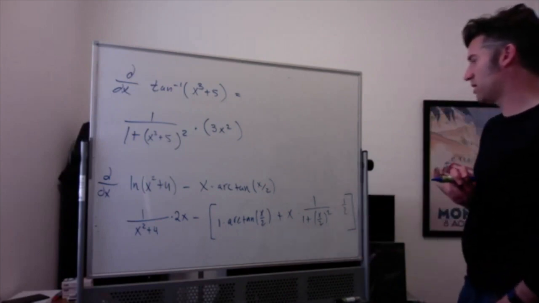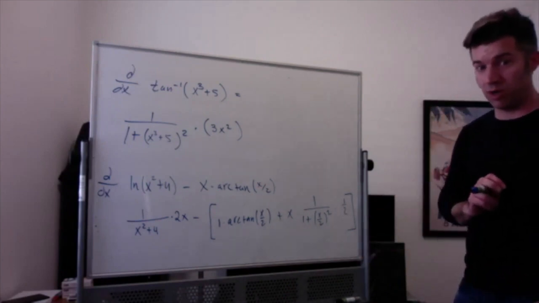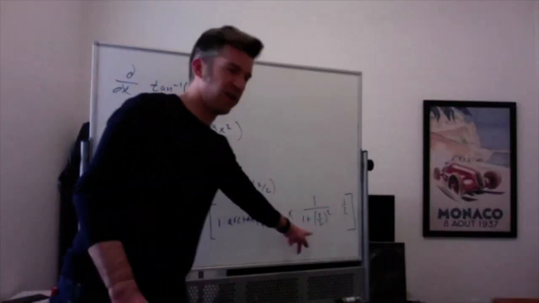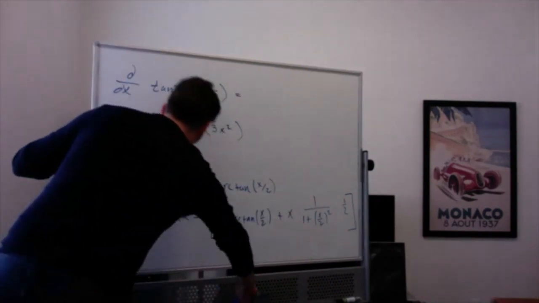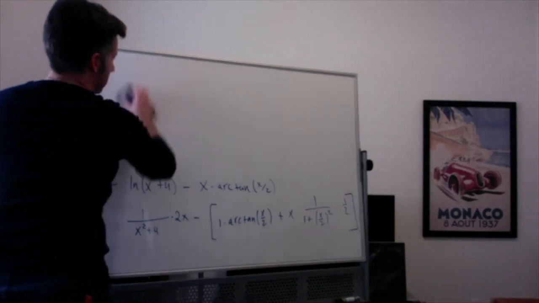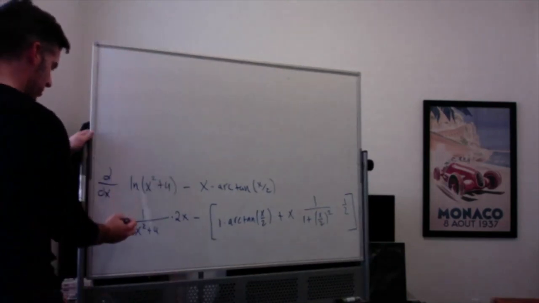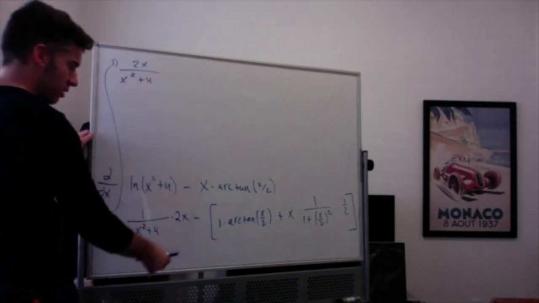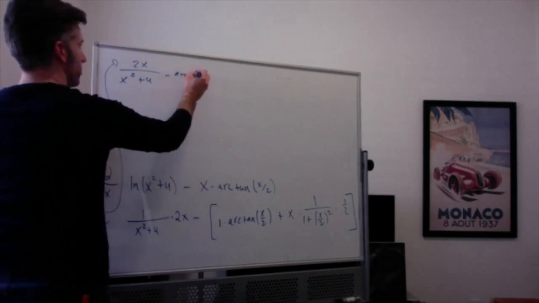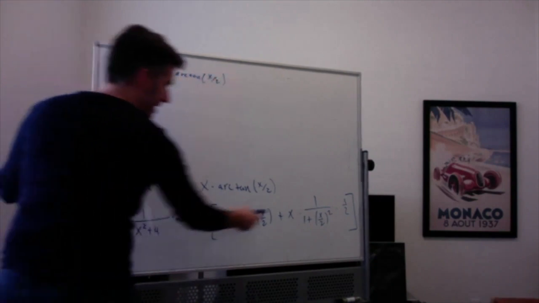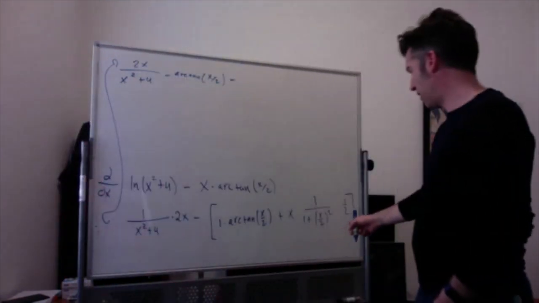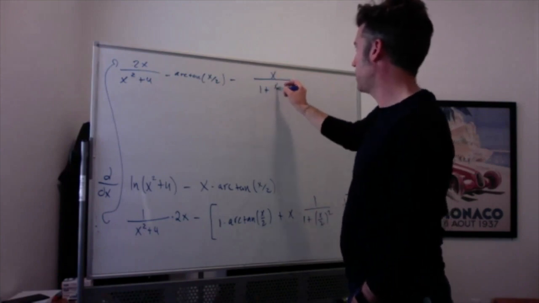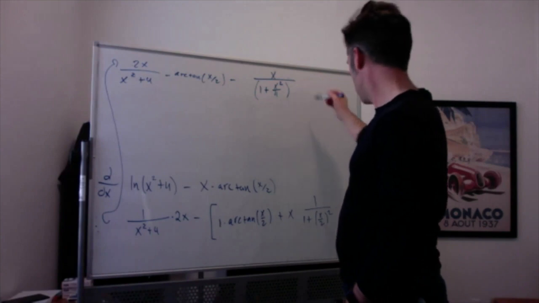Now, you could leave it like this, but I feel like there is more to this problem than just this. So let's simplify it a little bit, because I'm pretty sure this part here and this part here might actually cancel out, which I think is kind of the point of this problem. So I'm going to write this as 2x over x squared plus 4 minus arctangent of x over 2 minus, so what have I got here? I've got x over 1 plus x squared over 4, and then I've also got a 1/2.